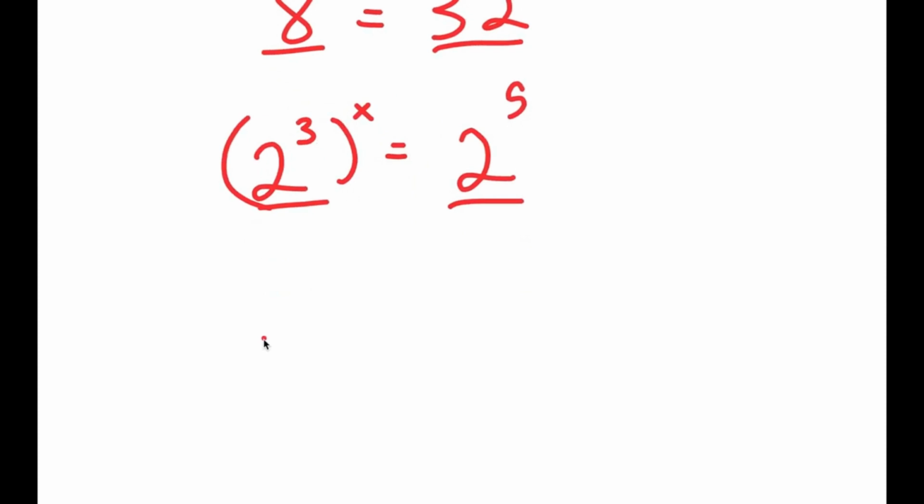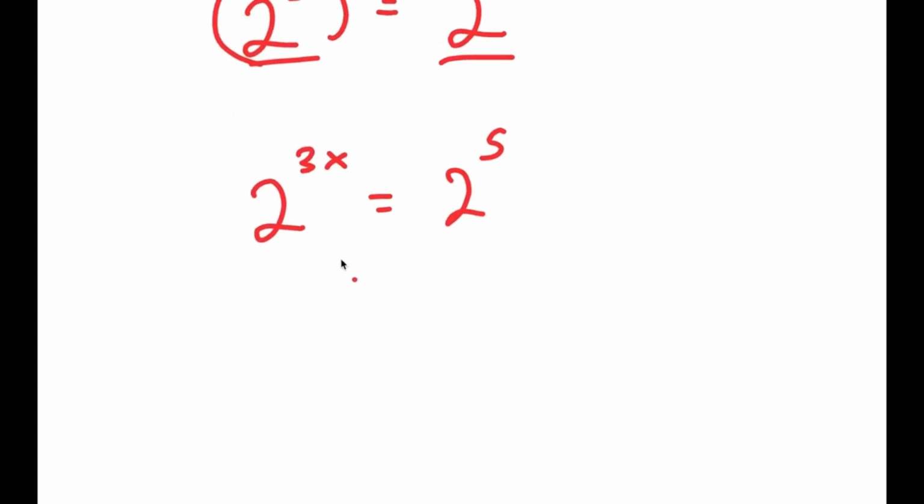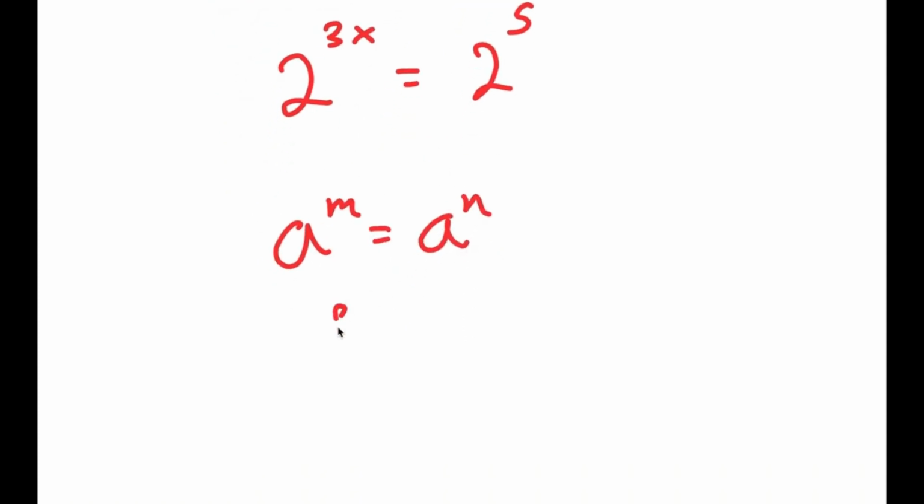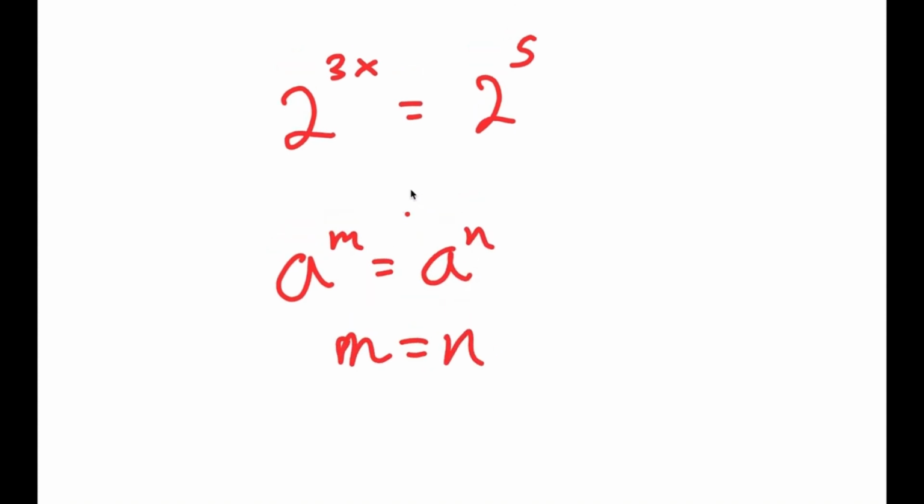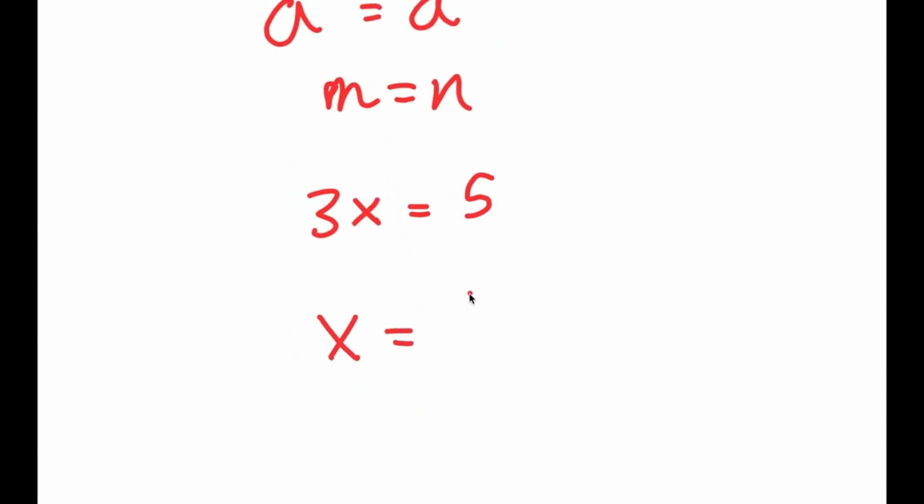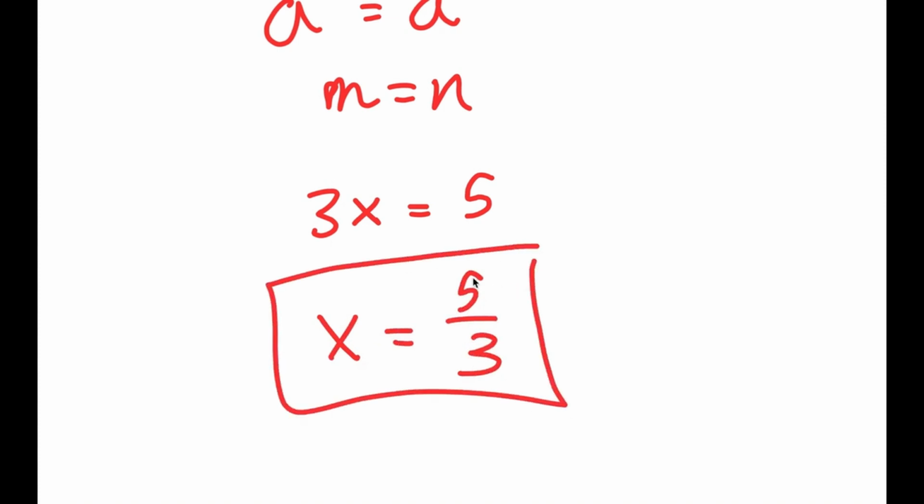2 to the power of 3 to the power of x is the same thing as 2 to the power of 3x, which is equal to 2 to the power of 5. And because these two have the same bases, a to the power of m is equal to a to the power of n, meaning m is equal to n. So 3x is equal to 5, and x is equal to 5 over 3. So that's another method of solving this equation.